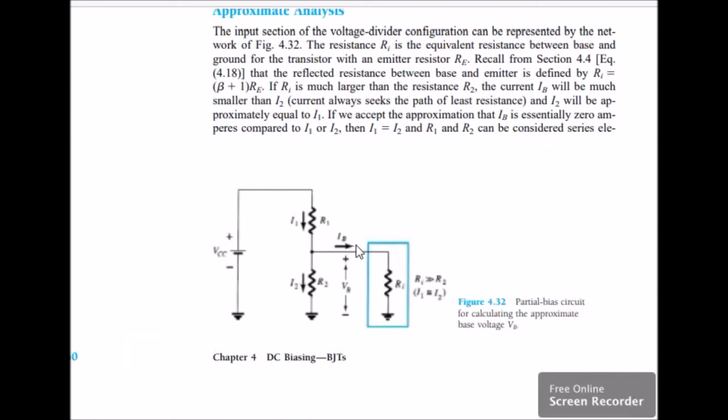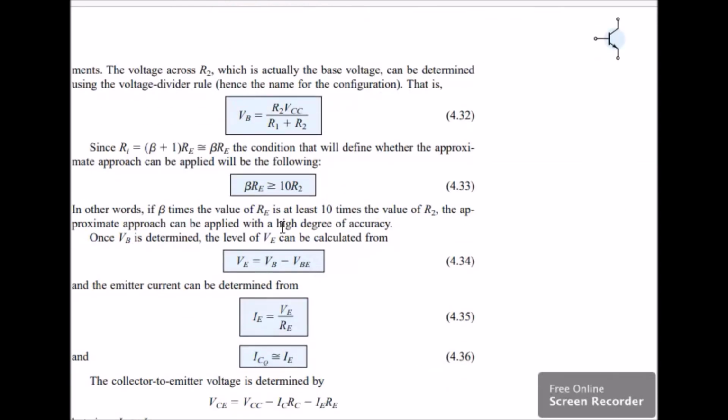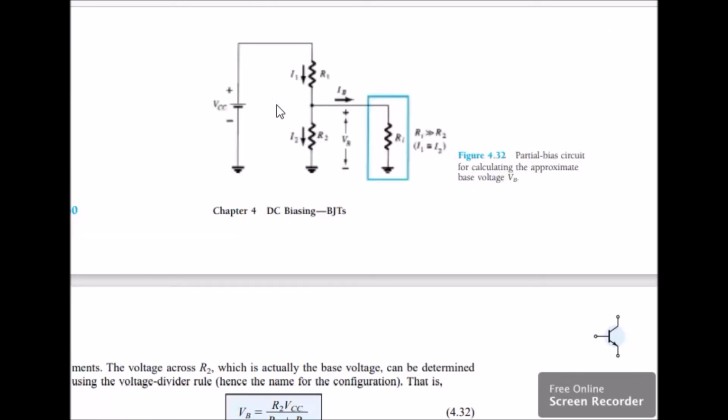Itong R2, take note na ito yung andito. Okay? Ito yung R2. This is R1, R2. Kailangan masatisfy muna ito that your beta RE is greater than or equal to 10 R2. If this is true, then we can proceed with our approximate analysis. Okay? So approximate analysis, kumbaga, we are accepting that IB is equal to 0. So kapag 0 to, our I1 now is equal to I2 again. So series na to. So you can now combine this one.